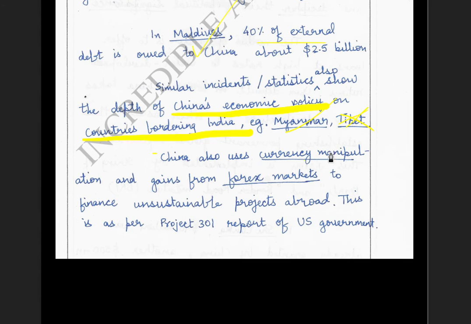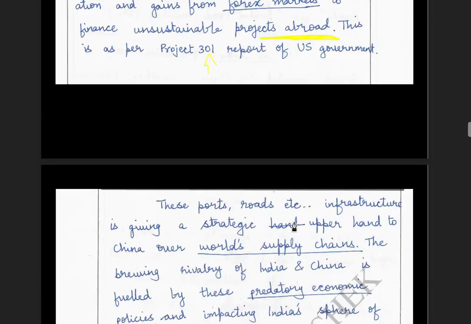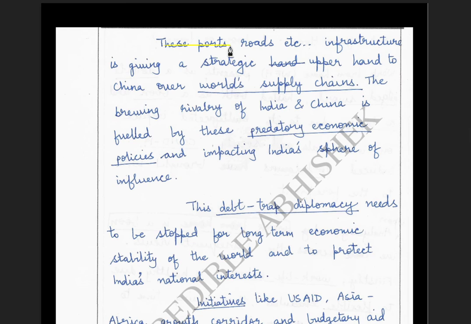Now you see he has used two points. He has connected it with the topic because of the word abroad, and he has also discussed how their economic policy works. This is as per the Special 301 report of the US government. Okay, 301, yeah, it is on currency manipulation. India is also on this report, and there's a special watch list on this, if I'm not wrong. Yeah. These ports, roads, etc. infrastructure is giving a strategic upper hand to China's world supply chains.